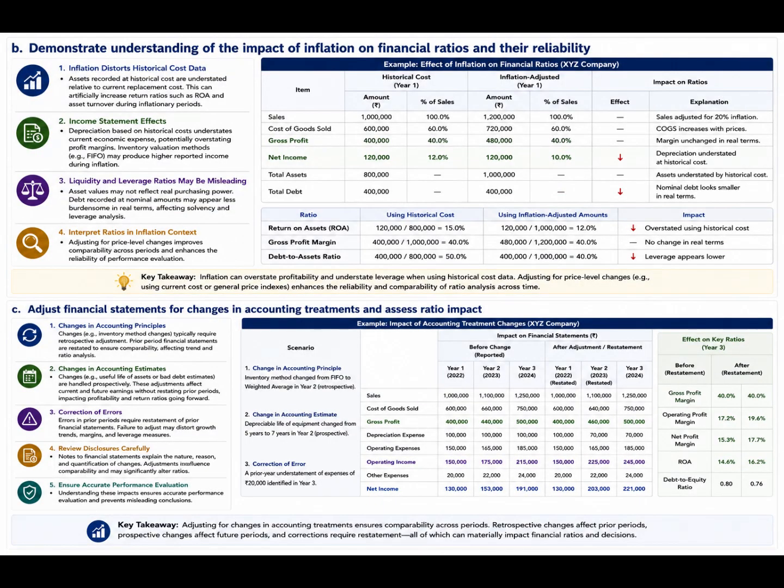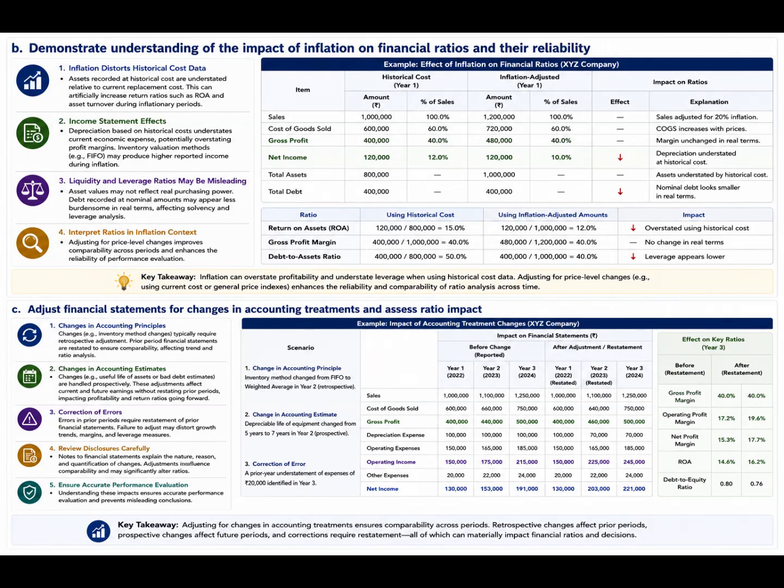B. Demonstrate understanding of the impact of inflation on financial ratios and their reliability. Inflation distorts historical cost financial statements, reducing the reliability of ratio analysis. Assets recorded at historical cost may be understated relative to current replacement cost, which can artificially increase return ratios such as ROA and asset turnover during inflationary periods.